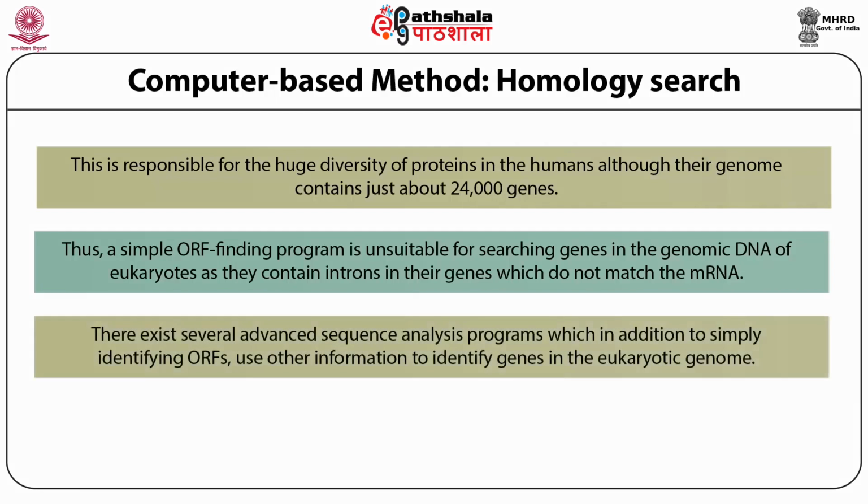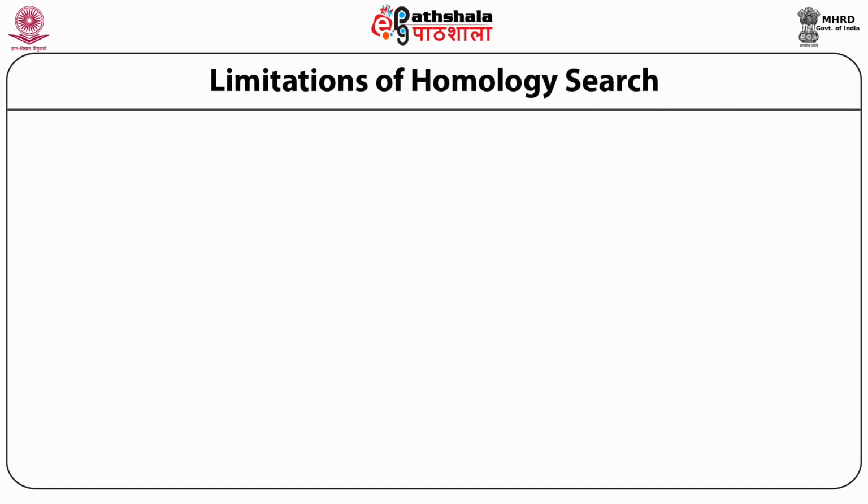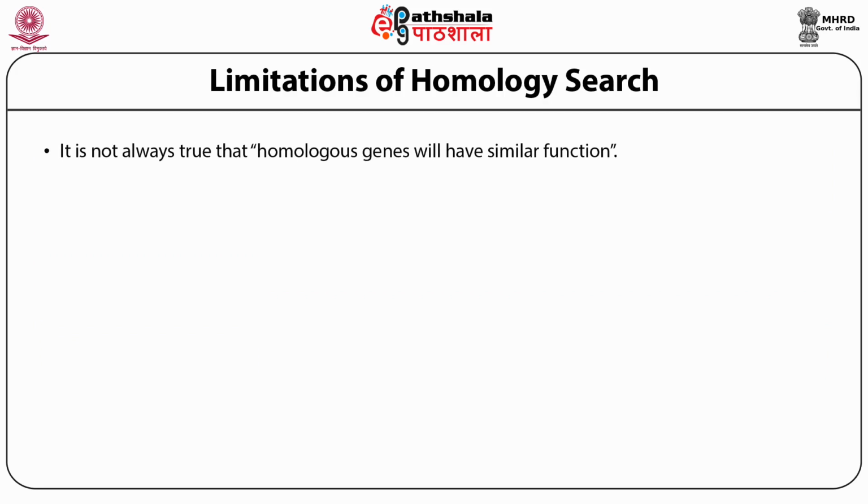There exist several advanced sequence analysis programs which, in addition to simply identifying ORFs, use other information to identify genes in the eukaryotic genome. Limitations of homology search. It is not always true that homologous genes will have similar functions.